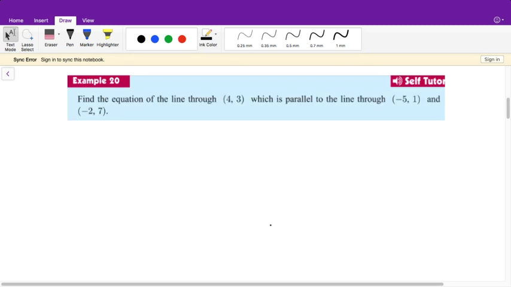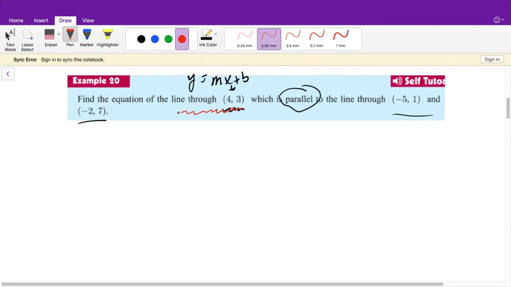All right, so now this tells us find the equation of a line through the point 4, 3. So the equation of the line y is equal to mx plus b needs to pass through this point 4, 3. And it says it's parallel to the line that passes through the points -5, 1, and -2, 7. So although they don't give us the slope of this equation, they tell us it's parallel to this equation. So that means if I can find the slope of -5, 1 and -2, 7, I can find the slope of this equation because I know that they have to be the same.